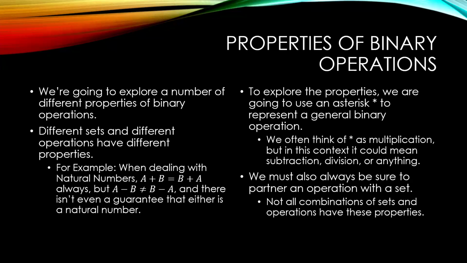And so to explore the properties of binary operations, we're going to use this symbol, this asterisk or star, to represent a general binary operation. Now, often we think of the star as multiplication. In this context, we're going to let it mean whatever we need it to mean. It just means that we are doing a binary operation between two things. And so it could mean addition, multiplication, subtraction, division. It could be our min, it could be our max, it could be modular arithmetic, it could be anything. We must also be sure to partner an operation with a set. And so whenever we're talking about a binary operation, we need to be clear about what set we're dealing with. Not all combinations of sets and operations have these properties.